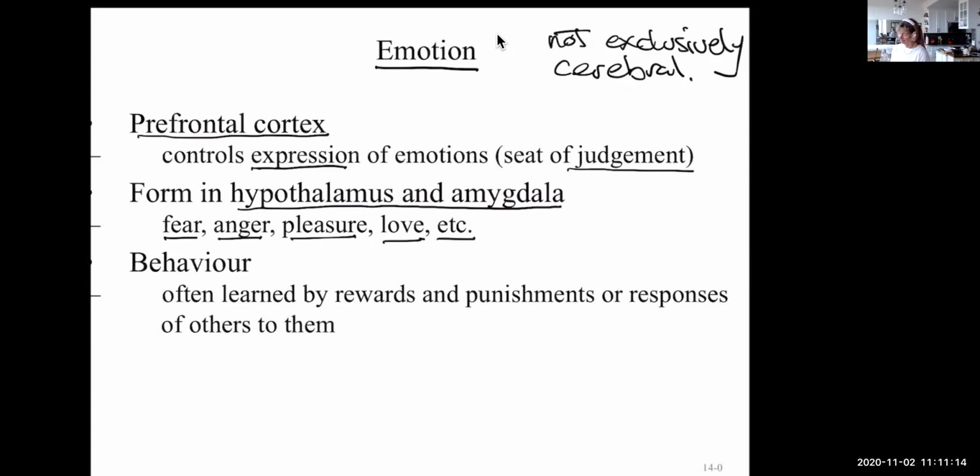And so if those areas are artificially stimulated, particularly if it stimulates feelings of pleasure, then people will even forego food. And much of our behavior is learned by rewards and punishments. So that's how you learn.